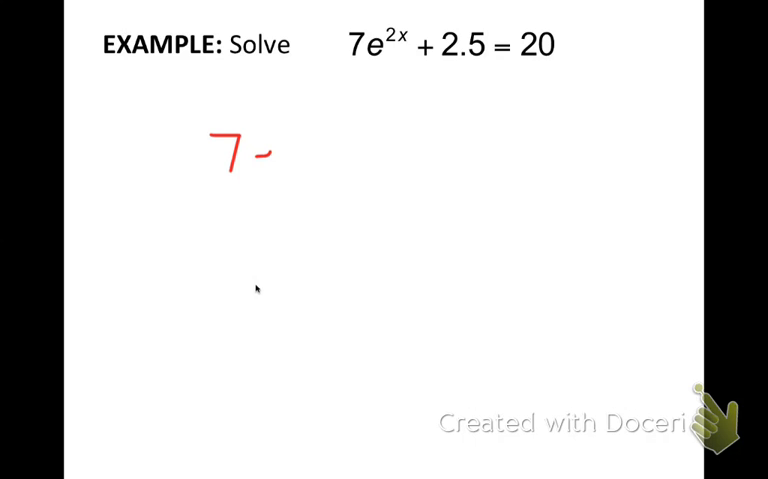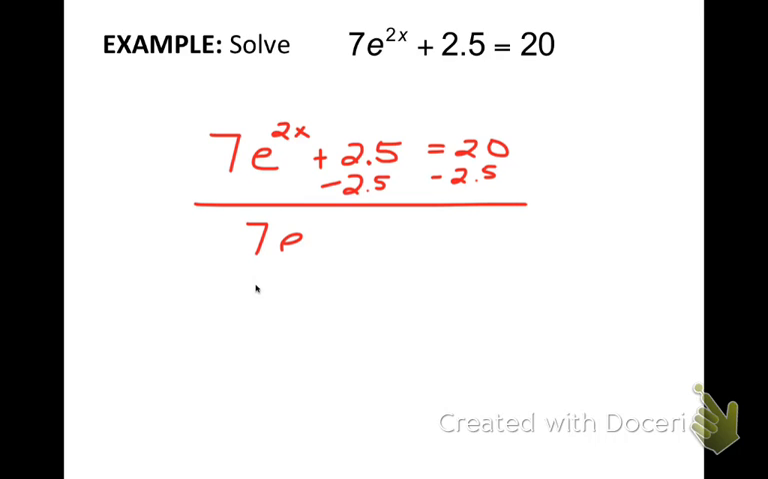All right, let's do another one with e in it. So 7 times e to the 2x plus 2.5 equals 20. What's the first thing we're going to do? Subtract 2.5. I like that idea. 7e to the 2x is equal to 17.5. Divide by 7. So e to the 2x is equal to, give me a number.